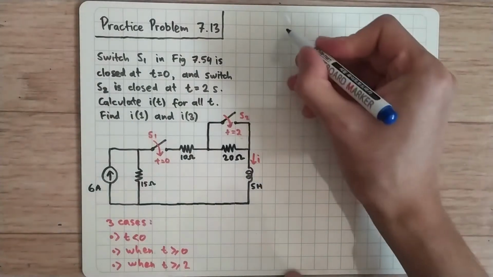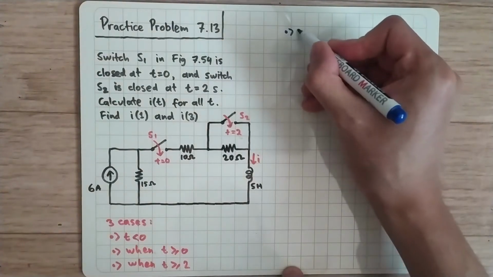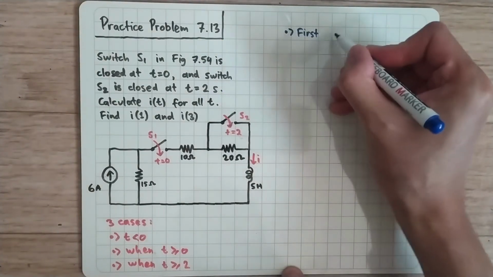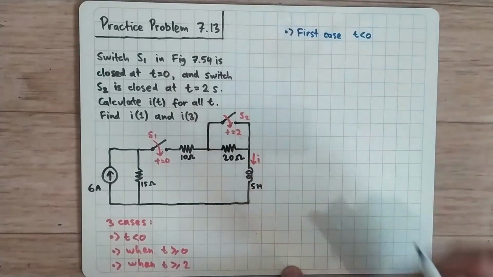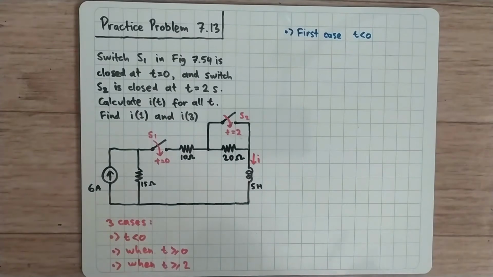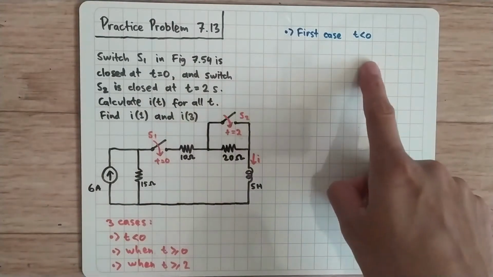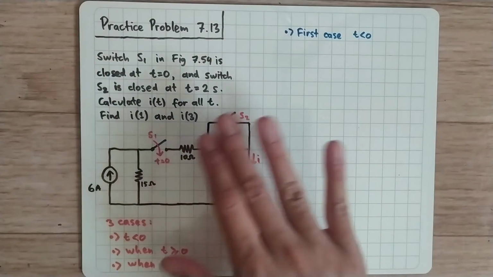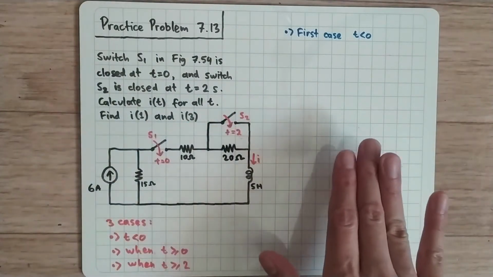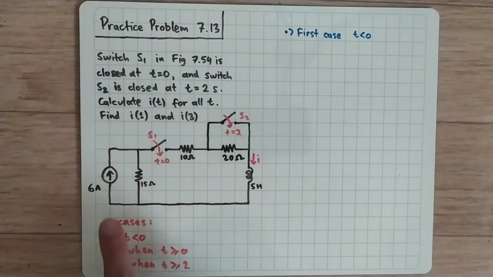Okay, now let's do the first case, which is when t is less than 0. Let's see what condition we have here. When t is less than 0, switch S1 is open, so all the circuit on the right hand side will be gone, and we will only have this 6 ampere current source and this 15 ohm resistance.